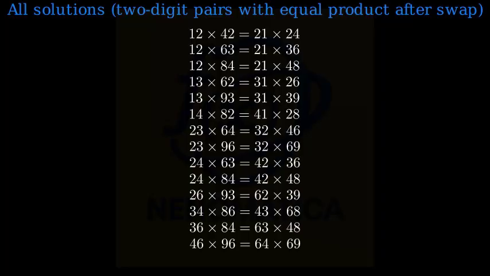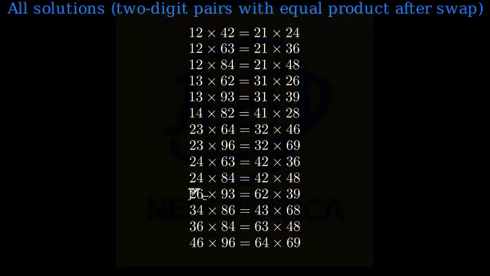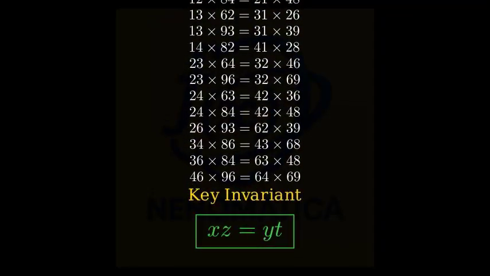These are precisely the two-digit pairs whose product stays the same after the cross-digit swap. The heart of the method is the compact relation x times z equals y times t. It converts a word pattern into a clean number theory search over digits. Great work following the complete derivation and the enumeration of all solutions.